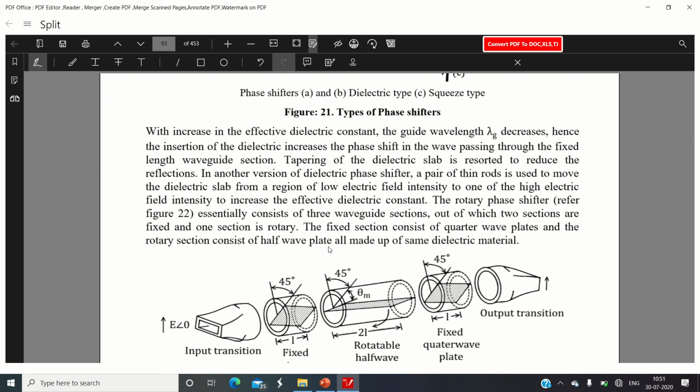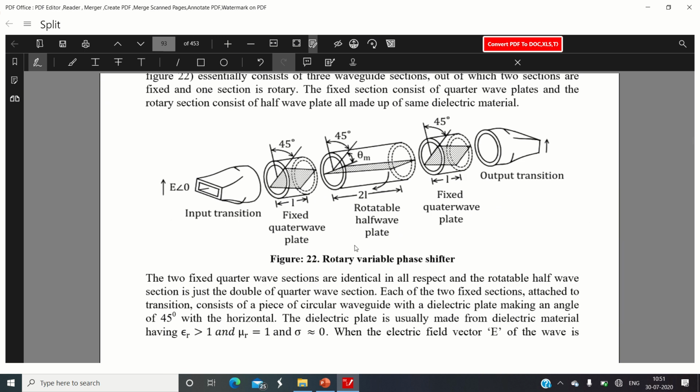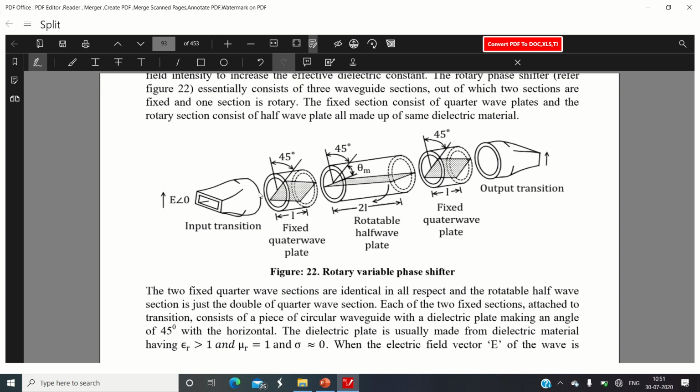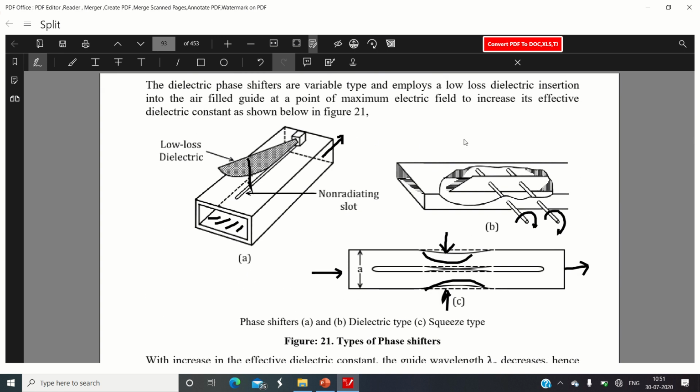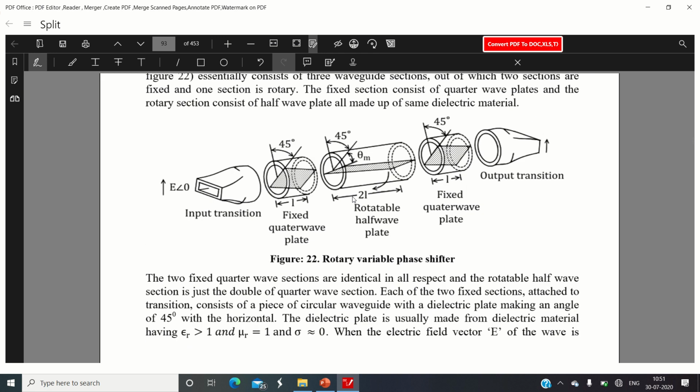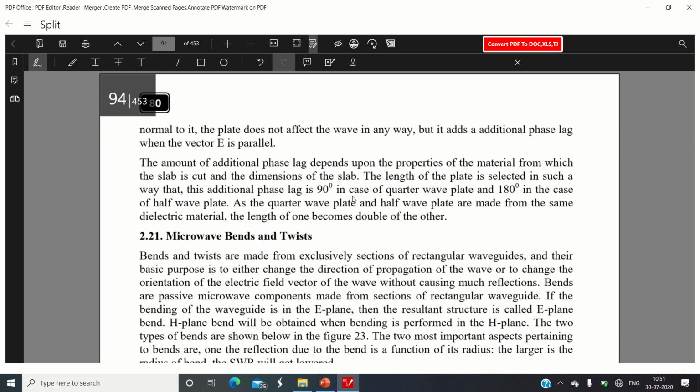Okay, and the last type of phase shifter is a rotary mechanism. Here we have a mechanism to continuously rotate the phase shifter, which makes use of a fixed quarter wave plate and a rotatable half wave plate, which change the dielectric constant of this entire tube. And if you want a fixed amount of phase shift or a variable amount of phase shift, that can be accomplished using the different types of phase shifters.